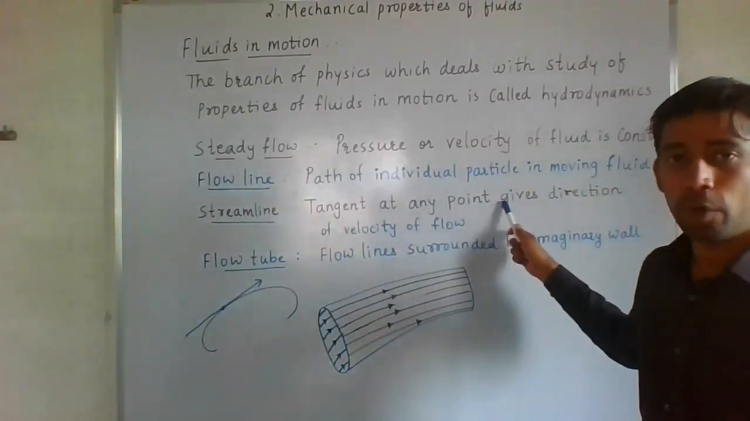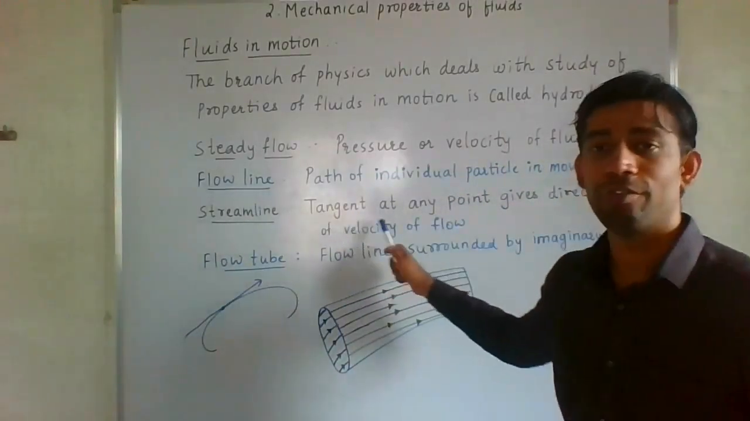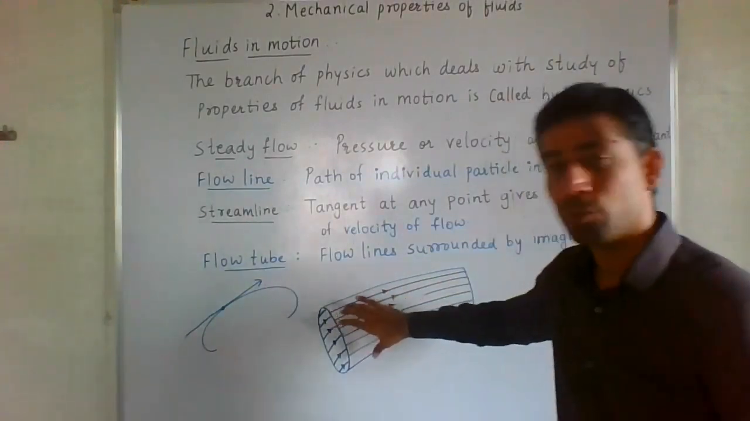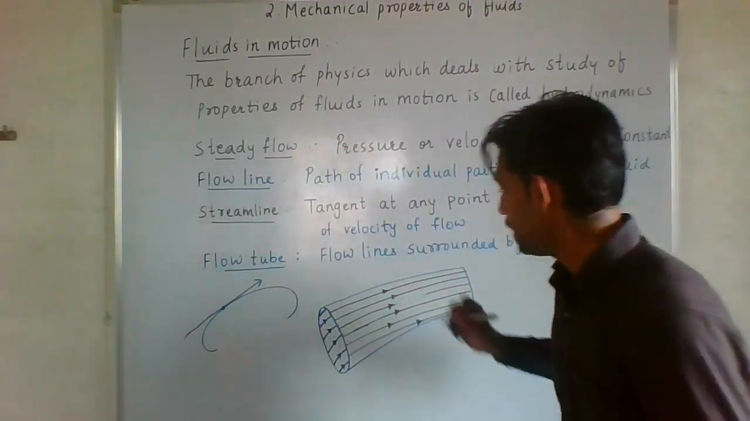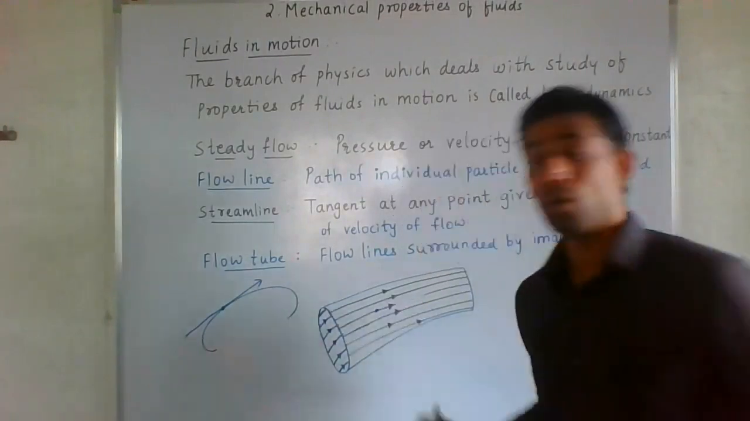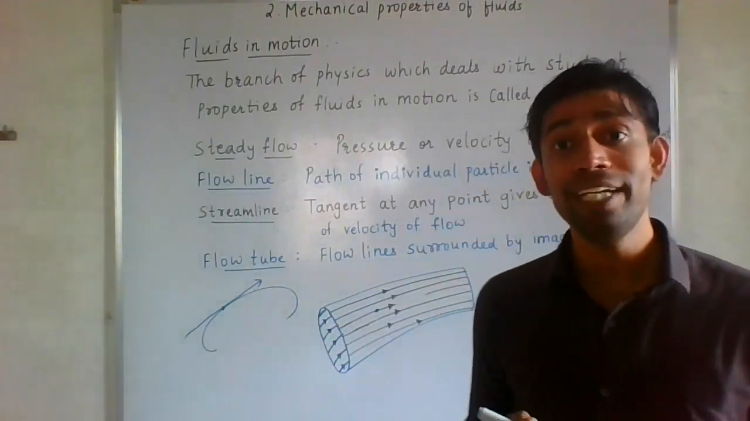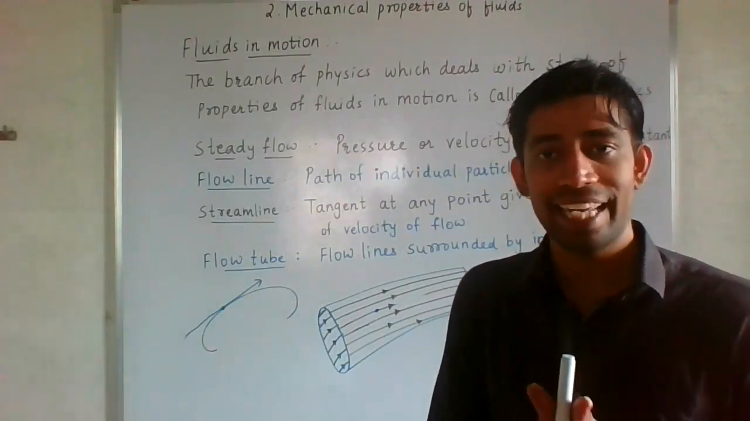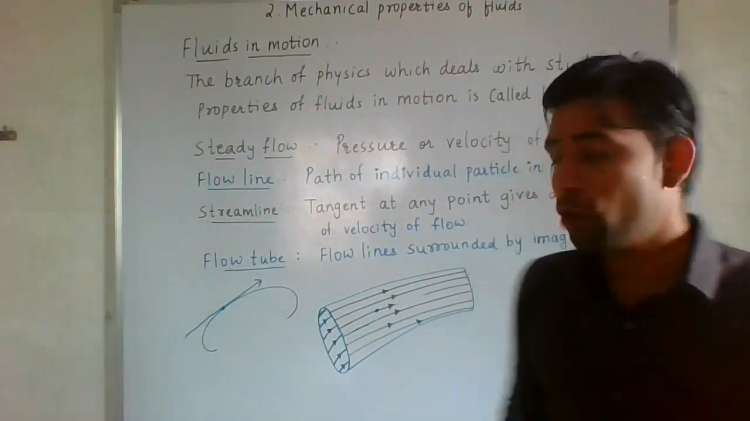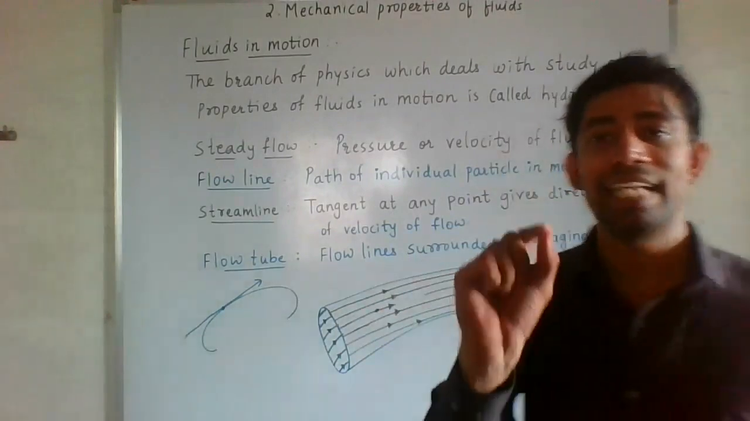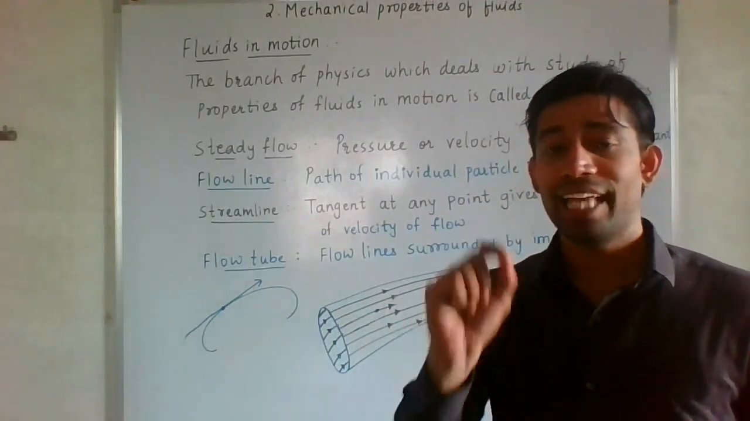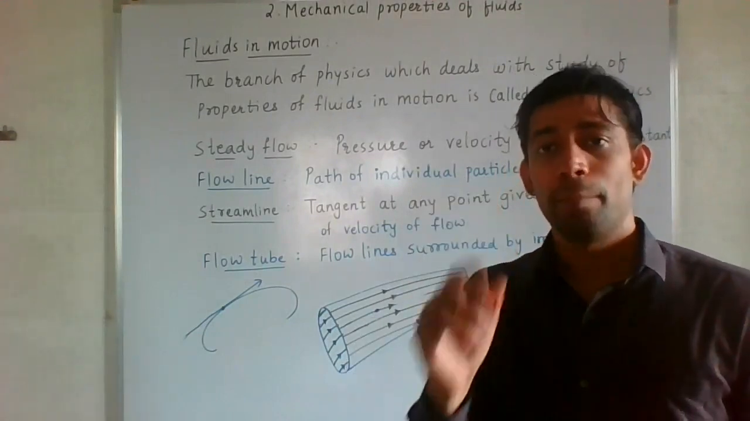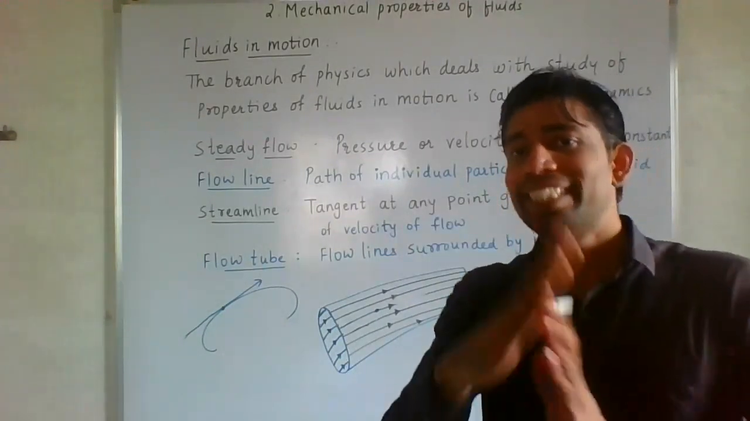The tangent at any point gives the direction of velocity of flow in a fluid. Right now, the fluid is moving like this. But if I want to find where the velocity is pointing at this point, whether north, northeast, or wherever, I will just draw a tangent at that point, and that will give me the direction at that particular point.